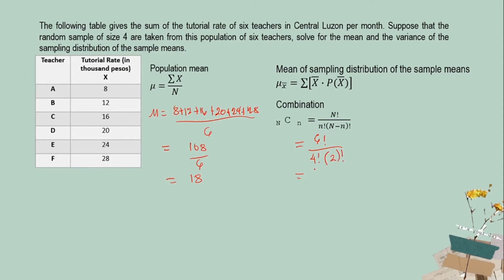And 6 factorial would be 6 times 5 times 4 times 3 times 2 times 1. And 4 factorial is 4 times 3 times 2 times 1. And for 2 factorial, it will be 2 times 1. Then this will give us 720 divided by 48, which will be equal to 15. Therefore, the number of possible samples is equal to 15.